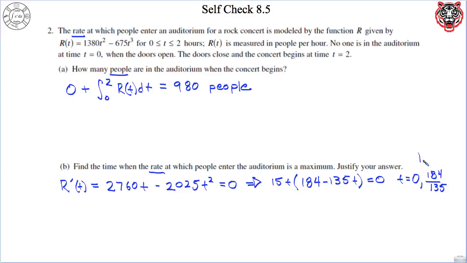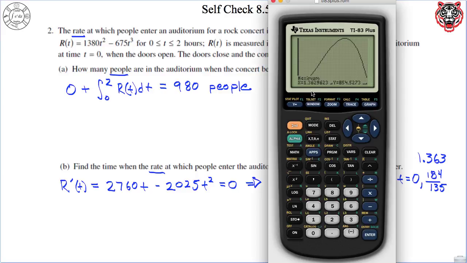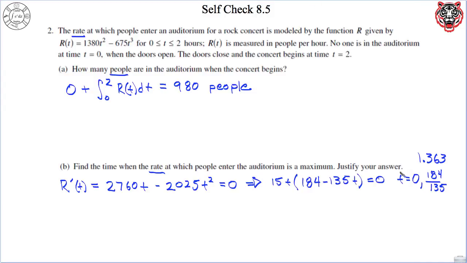I'll write 1.363 up above this fraction. That's probably the quickest way and the way that I prefer on the AP exam, because look how much time we save by just doing that. So those are the two times that we want to look at. Again, this value came from looking at the critical value by setting the derivative equal to 0.